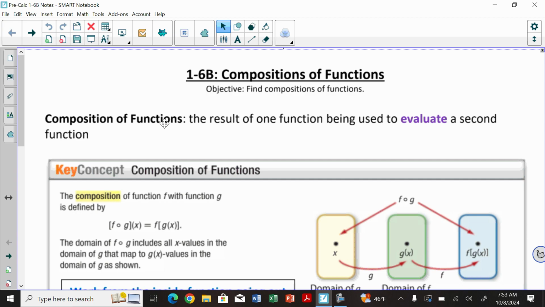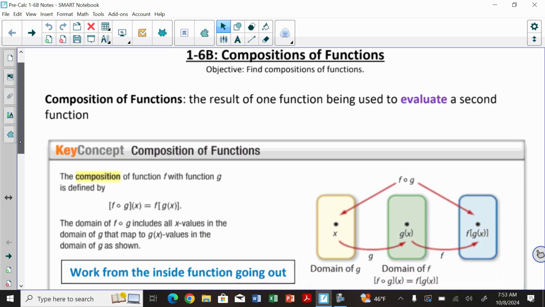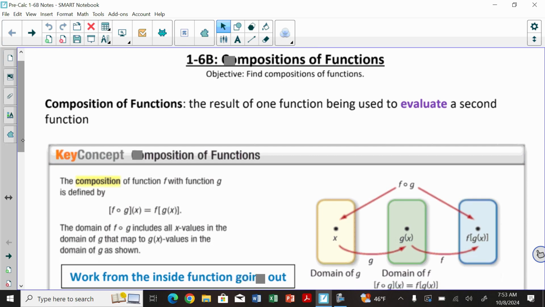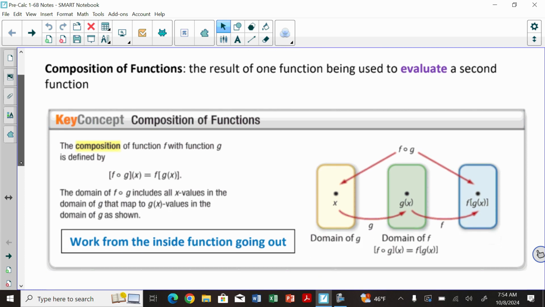1.6b, pre-calc composition of functions. So second section of 1.6 notes, and we're basically going to talk about when we have a function and then using that function to evaluate a second function. So kind of like a function within a function, as we're talking everything functions here in chapter 1.